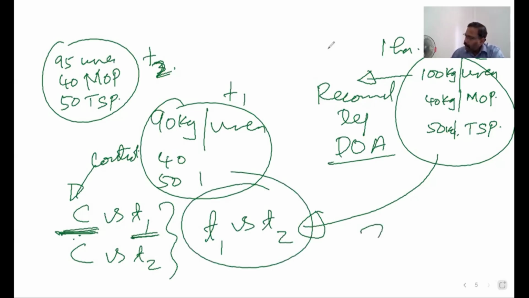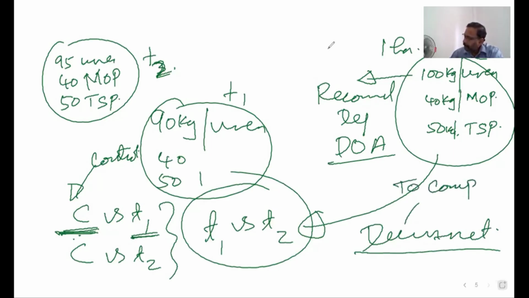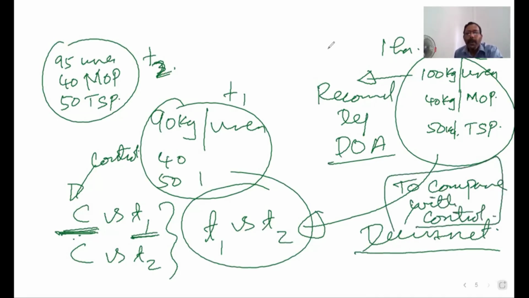So here we can use the technique called the Donut. Donut is always used to compare with control. Is it clear? So there are different techniques. Now I'm going to discuss some of it. We will go back to our SAS.